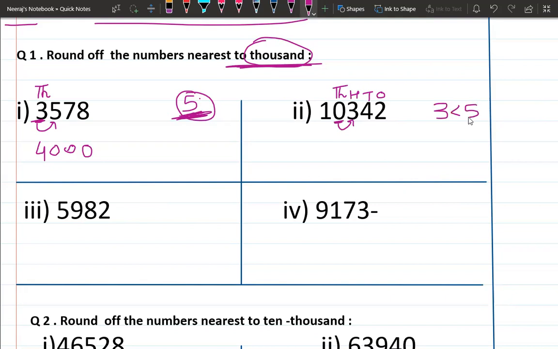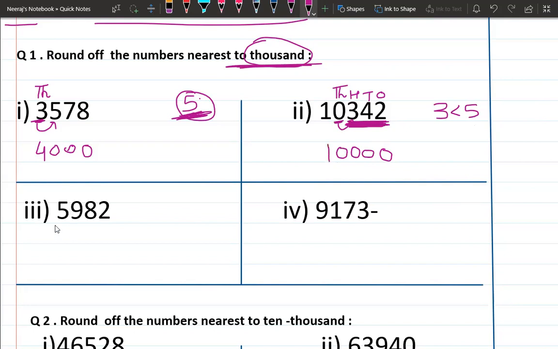So if the digit is less than 5, the thousands place digit will remain the same. The right side digits of the required place will become zeros. So 2 will be replaced with 0, 4 will be replaced with 0, and 3 also will be replaced with 0. We see the thousands place digit because we are rounding this place only. Here the digit 3 is less than 5, so it will remain the same. So I'm going to write 0, one more 0, and 1 as it is.